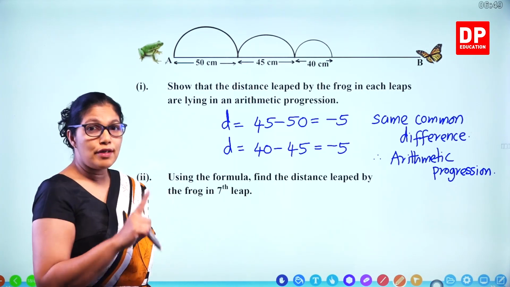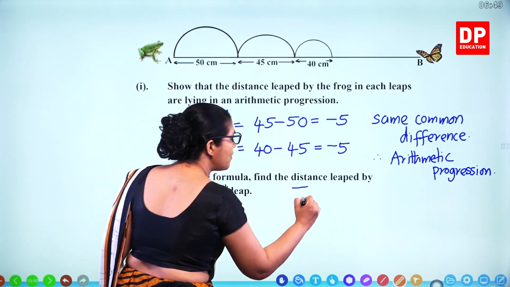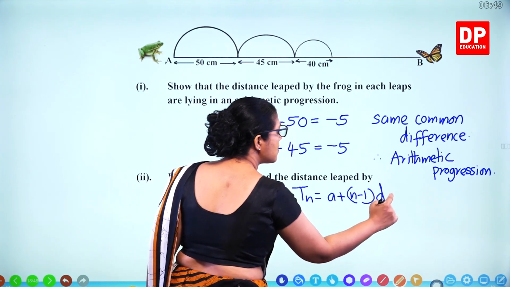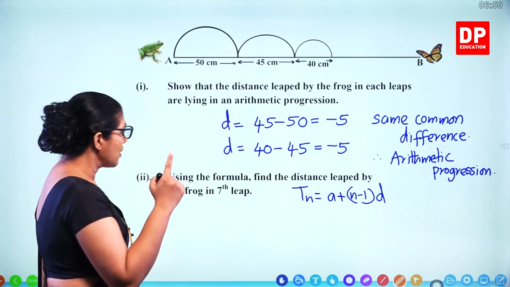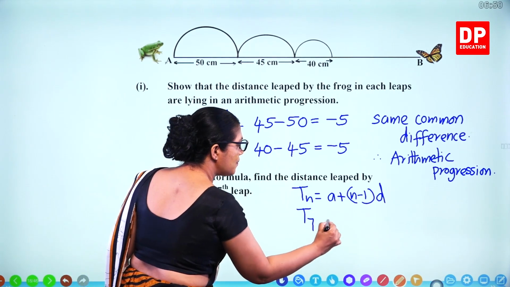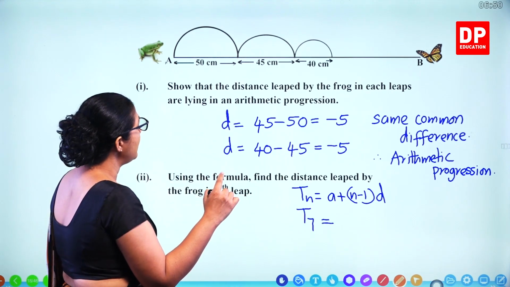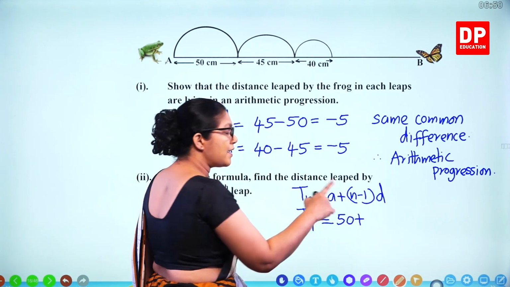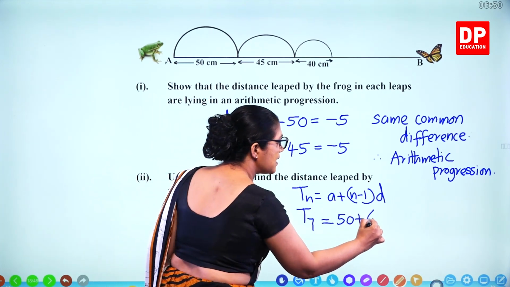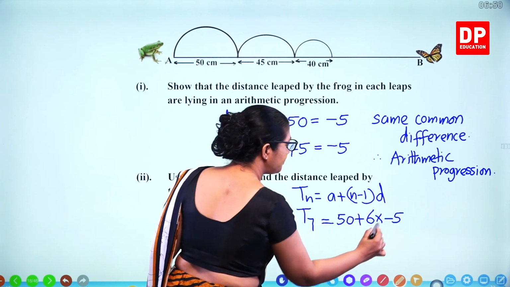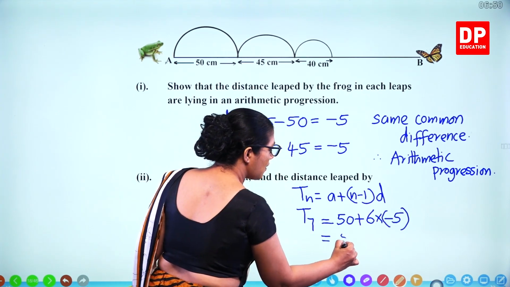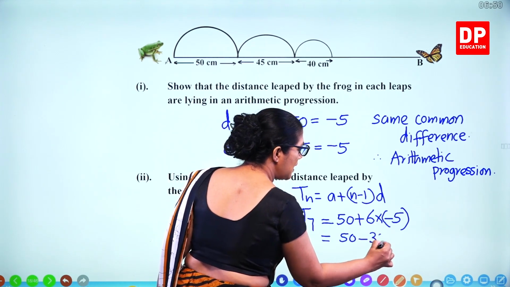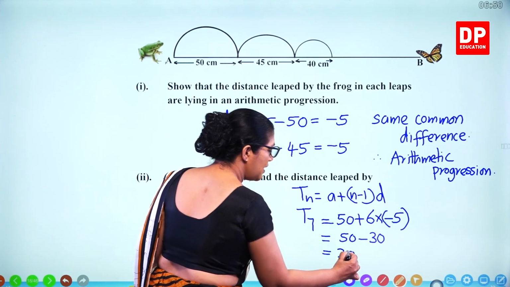So we know if it's an arithmetic progression, you can write the nth term as a plus (n minus 1) d. d is the common difference and a is the first term. Now we need the 7th term, T7. A is 50 centimeters. That's 50 plus (7 minus 1), 6, times minus 5. 50 plus 6 times minus 5, that's minus 30. 50 minus 30, you get 20.